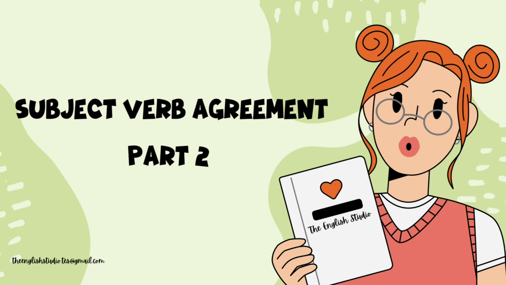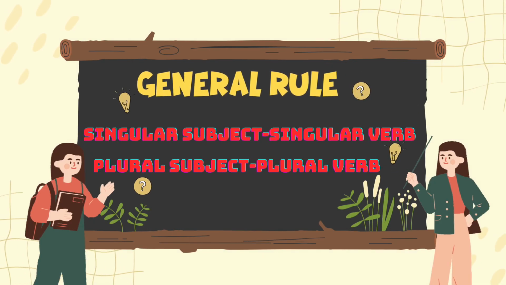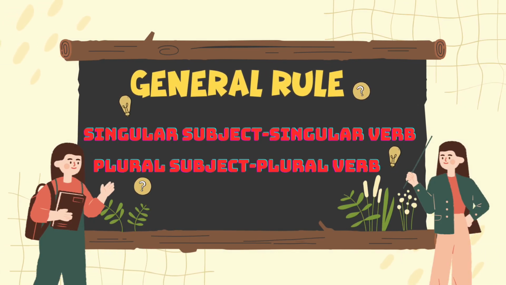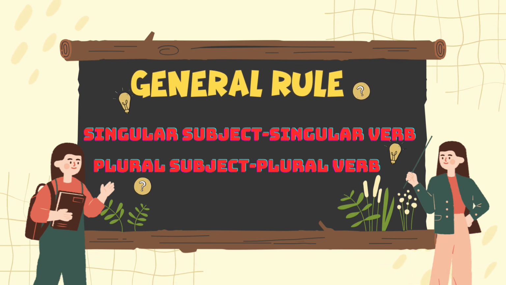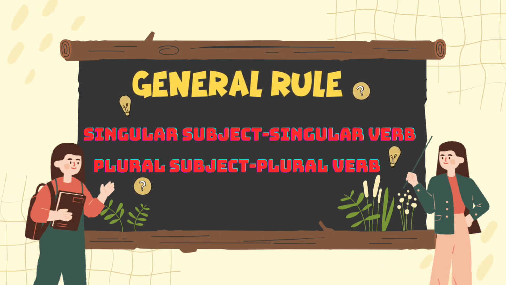I hope you've been doing great and going well with learning subject-verb agreement. Let us continue with the advanced rules on the topic. Before we get to those rules, let's take a quick recap of the general rule. It says, a singular subject takes a singular verb and a plural subject takes a plural verb. And this is what we studied in the previous video.